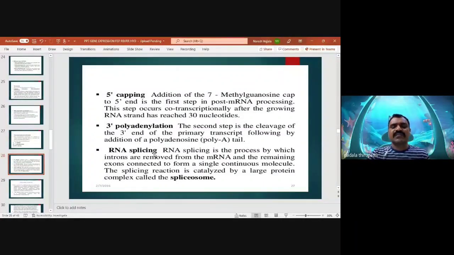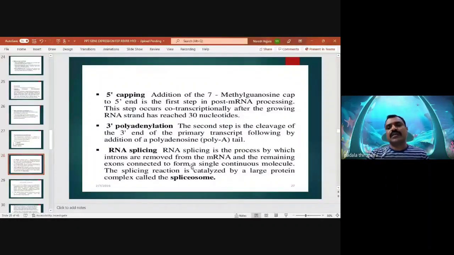Then the last post-transcriptional modification is RNA splicing. This process is carried out by spliceosomes. RNA splicing is the process by which introns are removed from the mRNA and the remaining exons are connected to form a single continuous molecule. The splicing reaction is catalyzed by a large protein complex called the spliceosome. These 3 post-transcriptional modifications are observed in all living organisms.